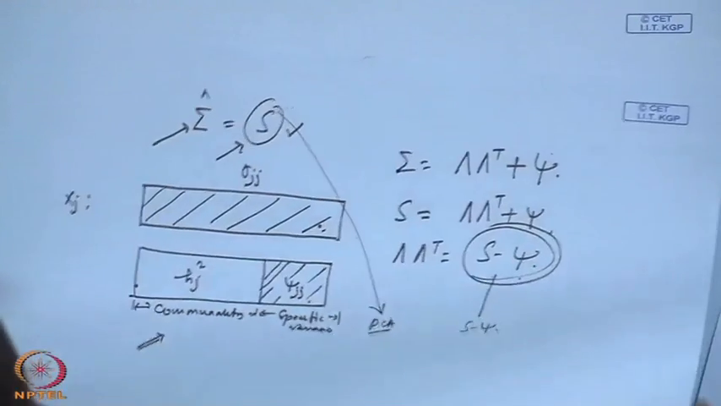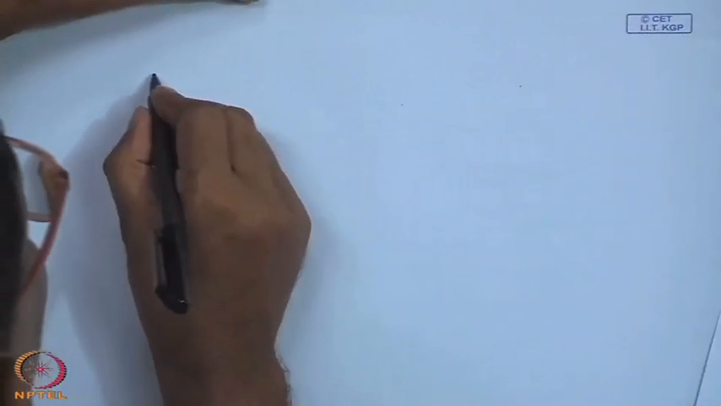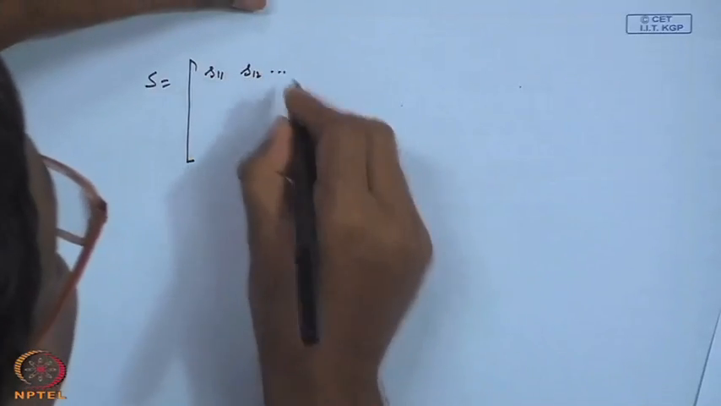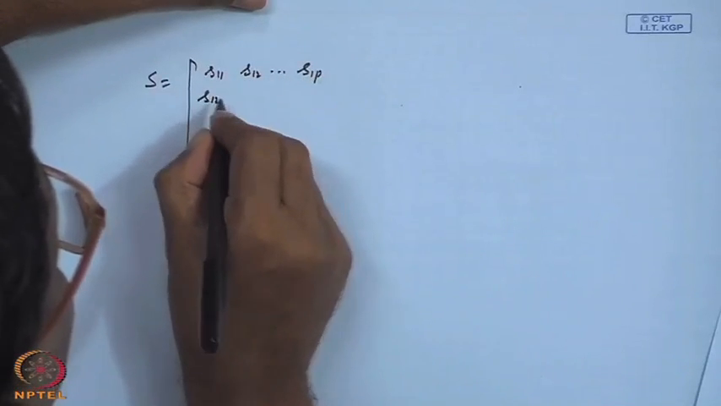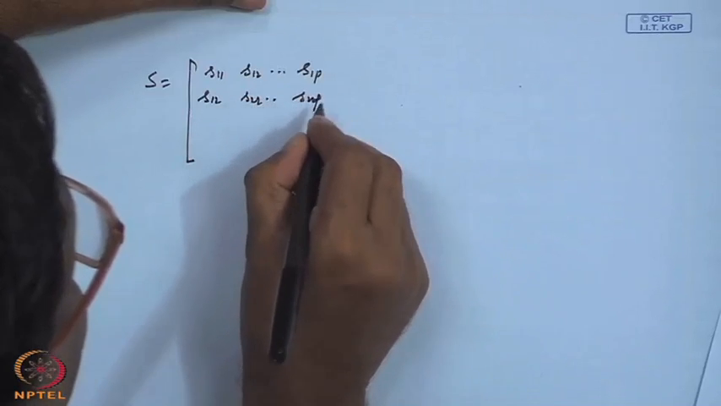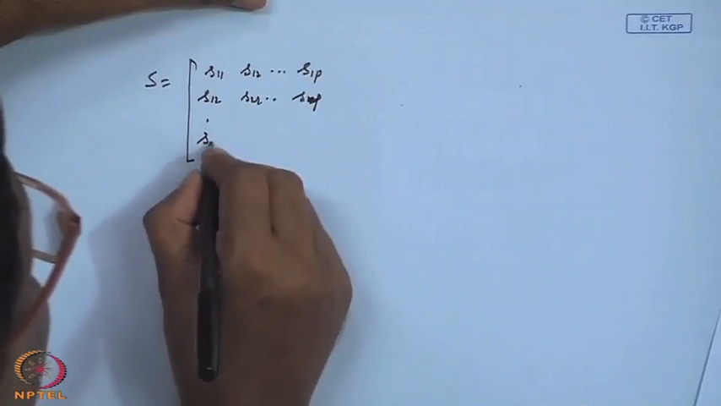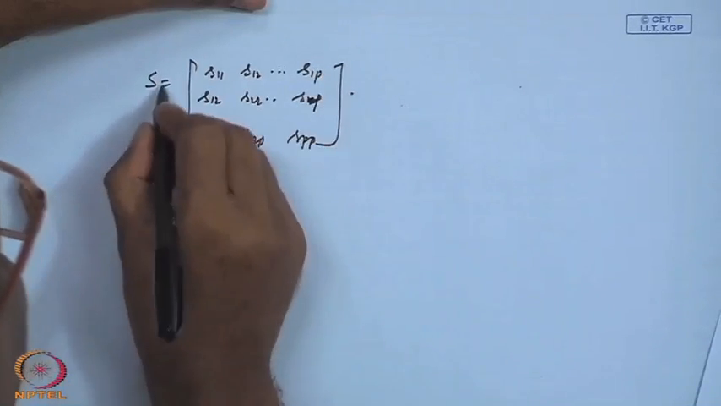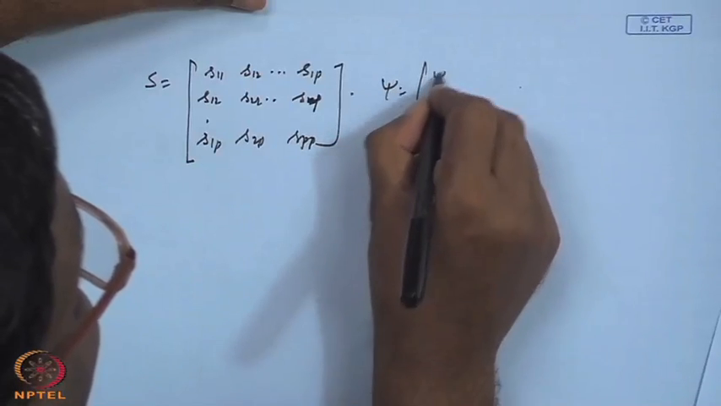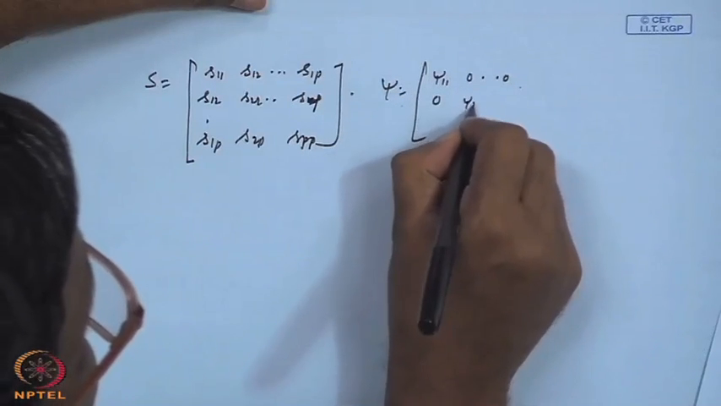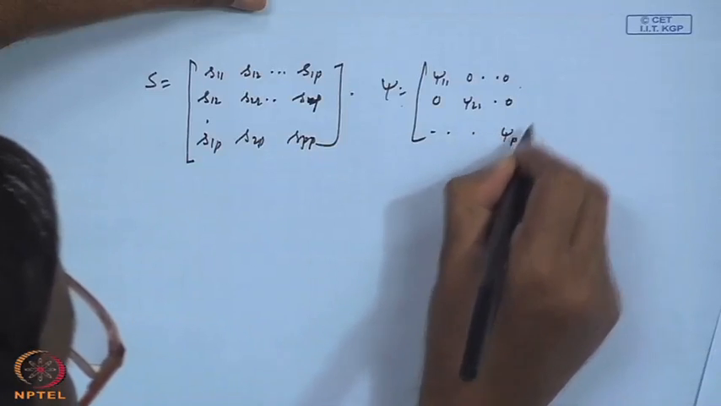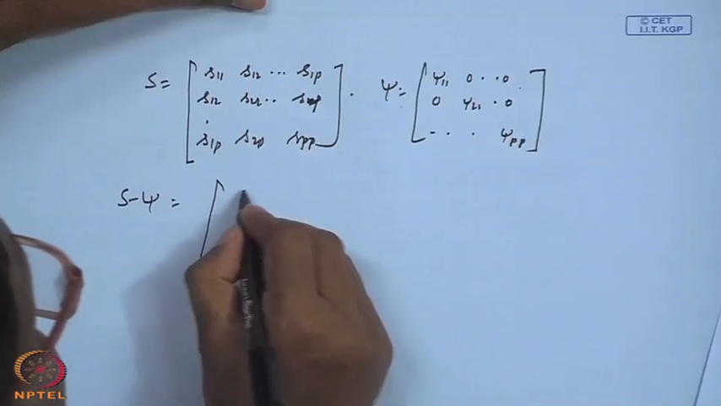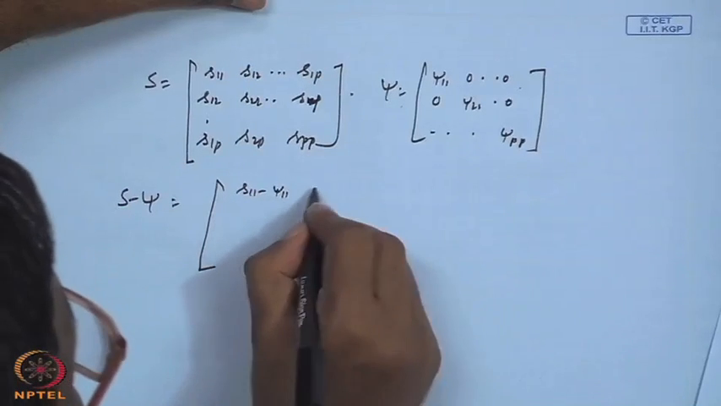Now, if you do a little more manipulation here, my S is this: S11, S12, up to S1P, and so on. And if I say my psi is this, then S minus psi means the diagonal elements will be changed.